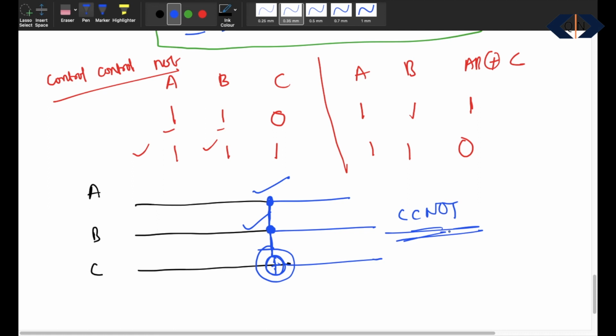After finishing this classical computation, only a few topics remain, like how to make a reversible gate. Then there is a topic on error correction, and then we can move to quantum computation, where basic understanding will be given.